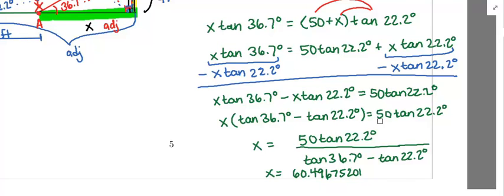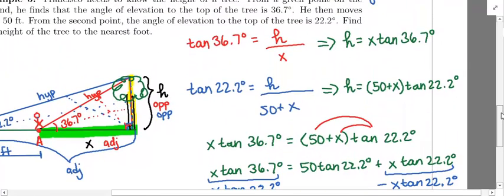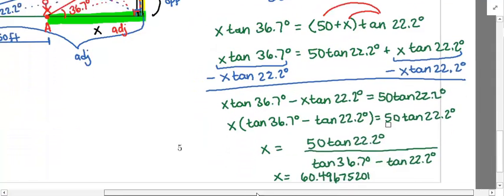Okay, so now that we know the x value, we can get the h value. Okay, if you go back up, look at my two ratios that I've already formed. Okay, I have a choice between the red ratio and the blue ratio. I'm going to stick with the red ratio because it just looks easier. Okay, we've even already solved it for height. We know to get the height of the tree, we just need to do x times the tangent of 36.7 degrees.